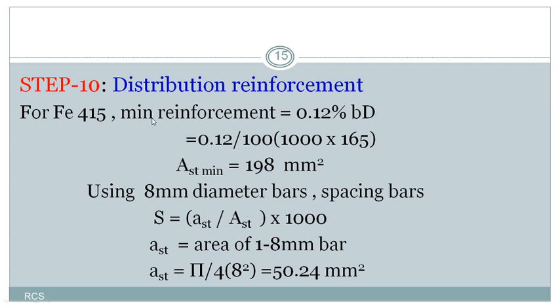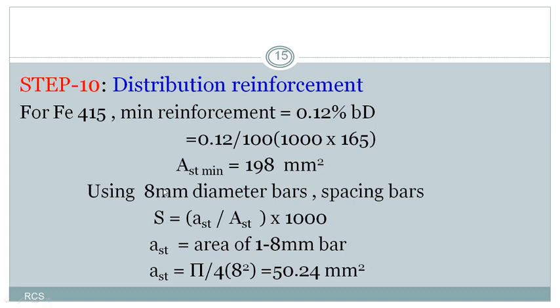For Fe 415 and 500, the minimum reinforcement provided as distribution reinforcement is 0.12% of the gross cross-sectional area. From this I can calculate the area of steel provided in the distribution reinforcement: 0.12 by 100 into 1000 multiplied by 165. From this, Ast minimum equals 198 mm square. If you calculate this value, the Ast minimum obtained is 198 mm square.